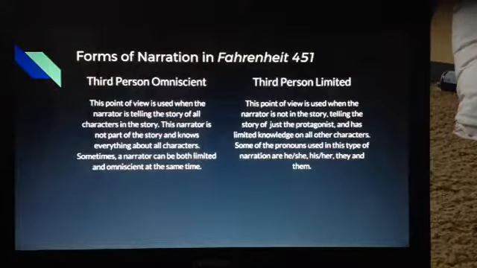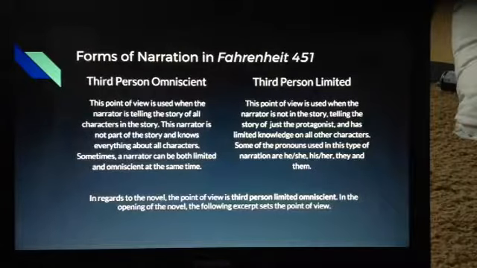The second point of view would be third-person limited. This point of view is used when the narrator is not in the story, telling the story of just the protagonist, and has limited knowledge on all other characters. Some of the pronouns used in this type of narration are he, she, his, her, they, and them.